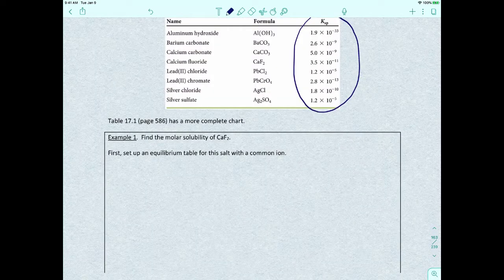Let's try this problem out. Find the molar solubility of calcium fluoride. All right, so in order to set this up, we need to set up an equilibrium table, a nice table. So let's write the equation. So CaF2 is a solid. It forms an equilibrium when it's in water with calcium 2 plus, and you're going to have 2 moles of fluoride ion.